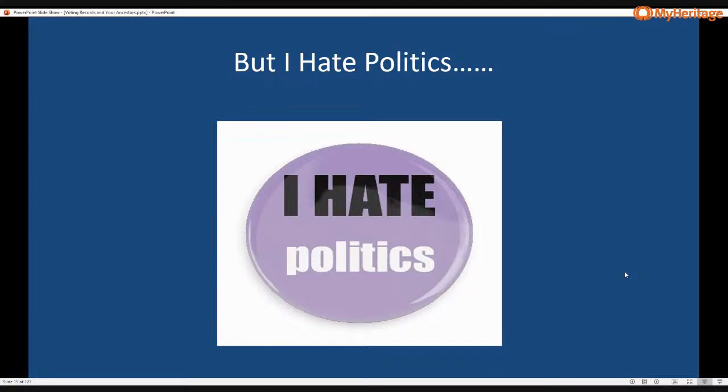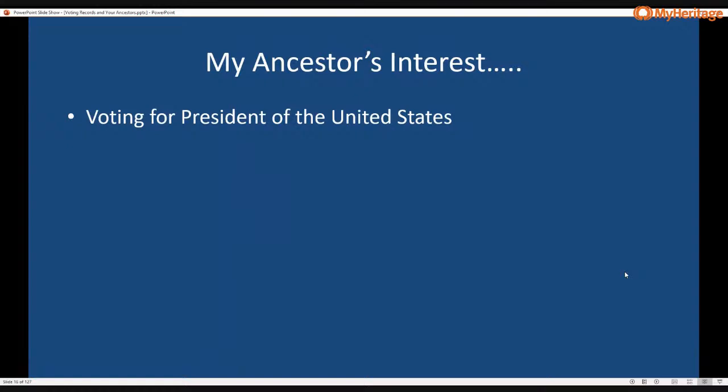And it also helps us to understand their mentality, where they are socially. And also, it may tell us why they moved where they moved to, why they did what they did. And so don't see it as something political. See it as just another avenue, another resource that we as genealogists can use to tell our ancestor story.